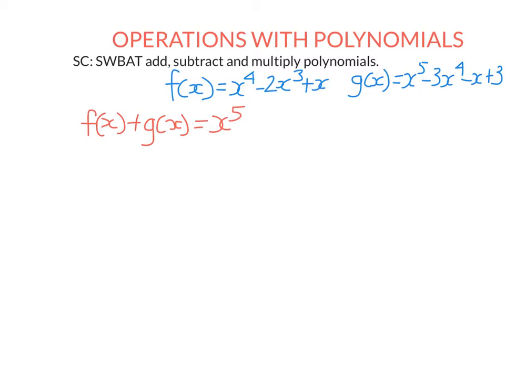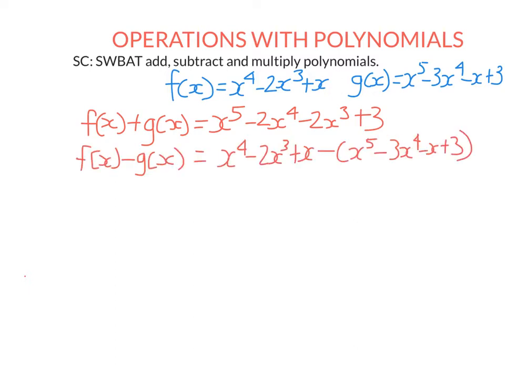So x to the power of 4 plus negative 3x to the power of 4 gives us minus 2x to the power of 4. This term here does not have a like term, so we leave it alone. Then we add x plus minus x, which is just 0. And then we've got the plus 3 from g(x). How easy is that? So now let's look at f(x) minus g(x).